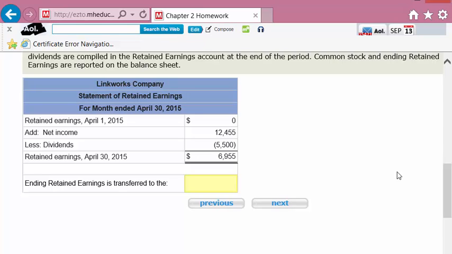Okay. Beginning balance is how much? 0. Okay, I tell you beginning balance is 0. I tell you that ending balance is what? 6955. And I tell you that the company paid dividends for the period of what? 5,500. And the way we end up testing you on this is we sit there and say, how much was the net income?